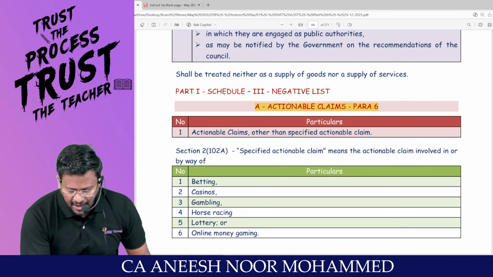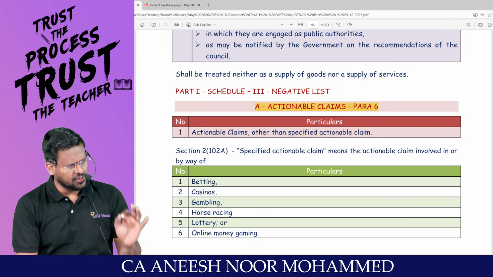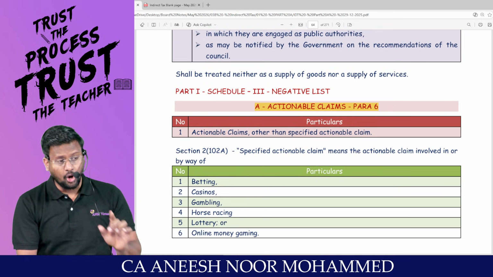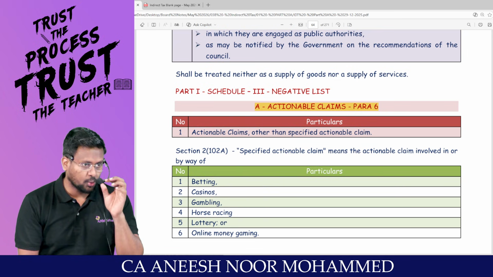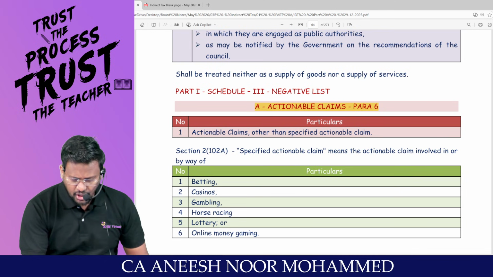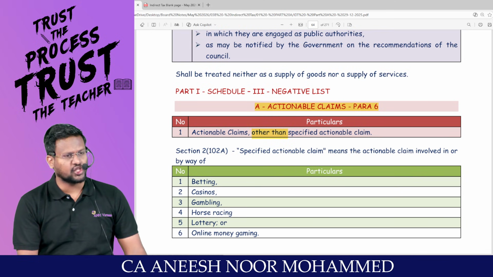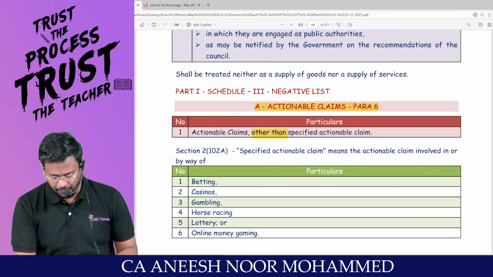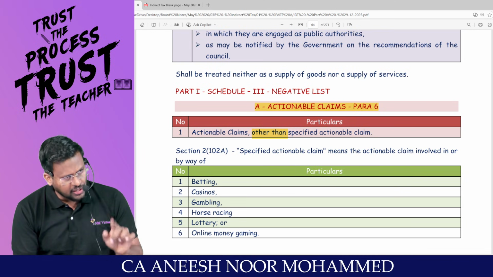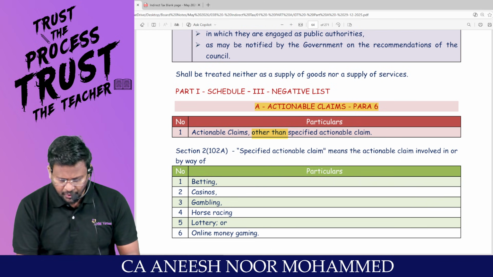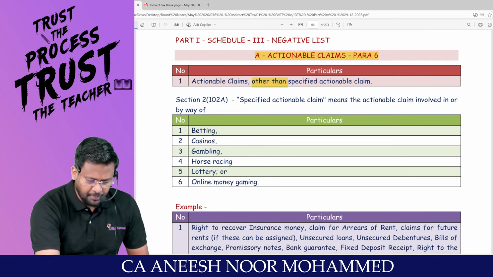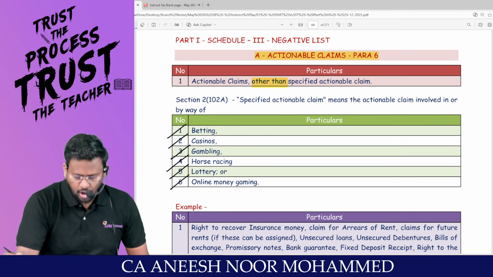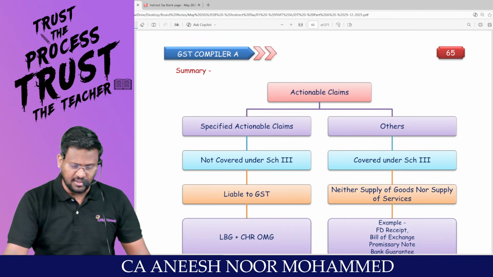A stands for actionable claim. Sir, first of all, we have to recall that all actionable claims are goods. But all actionable claims are not covered in Schedule 3, because specified actionable claims are not inside Schedule 3. That means the GST department wants GST on the specified actionable claim. What are the specified actionable claims? Betting, casino, gambling, horse racing, lottery, or online money gaming.